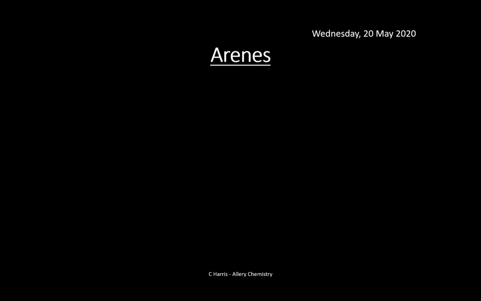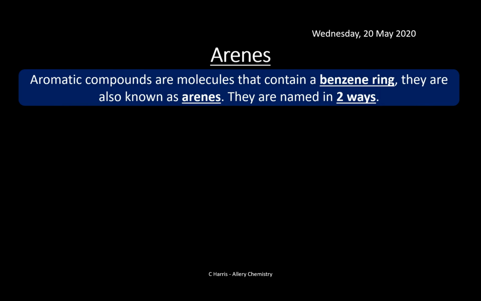We call these molecules arenes. An arene is what we call an aromatic compound that contains benzene, so an arene is just a molecule that contains a benzene ring. They're named in two ways, which isn't helpful, but don't worry too much about this. You're not going to be asked to name some obscure benzene compound. You're going to be asked to name some specific examples, and here they are.